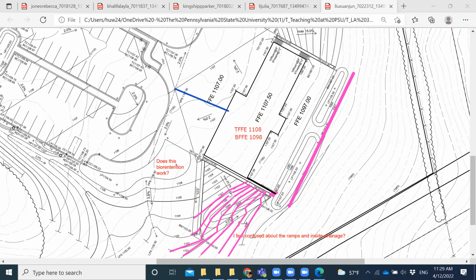So I think you should have enough space for your ramp here, but do calculate the ramp for it to be 5%. Otherwise, you would need a landing. If you need a landing, then you have to extend the length of your ramp anyway.